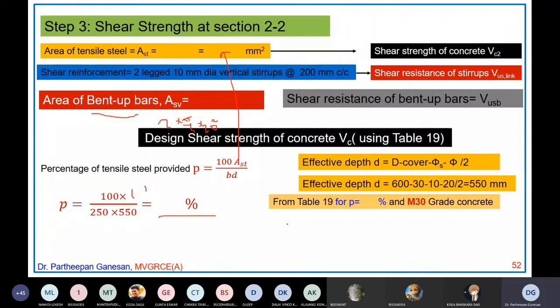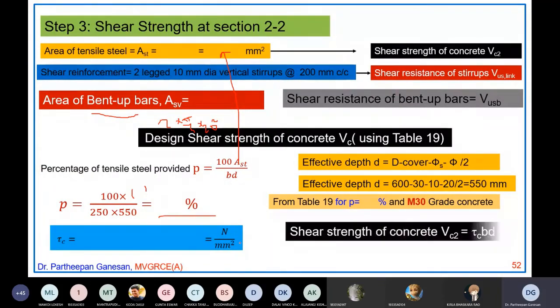From table 19, for this percentage and M30 grade, find out the value of tau C. Then find the value of VC2, which is tau C into BD. The shear strength of stirrups you already found from the previous step, so the same thing you can take.